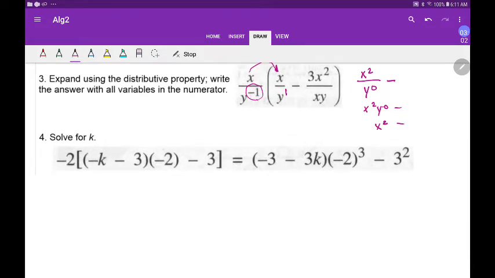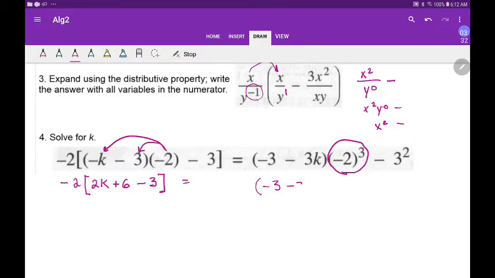And now solve for k. Okay, well, inside the brackets, we should do that first. We're going to distribute this negative 2 over both of these things, and we'll have 2k plus 6 and minus 3 inside these brackets is equal to, I have, this is a negative that's going to survive being negative because it's to the 3rd power.